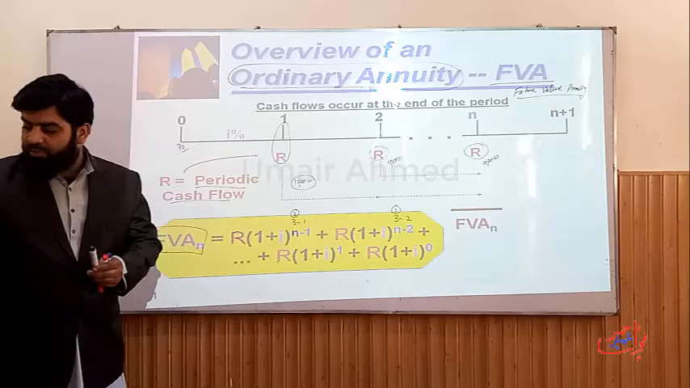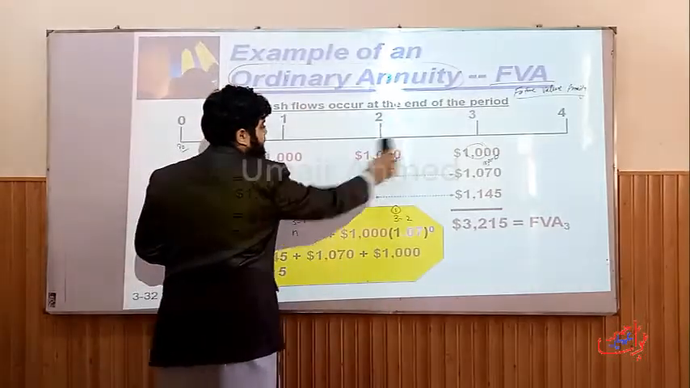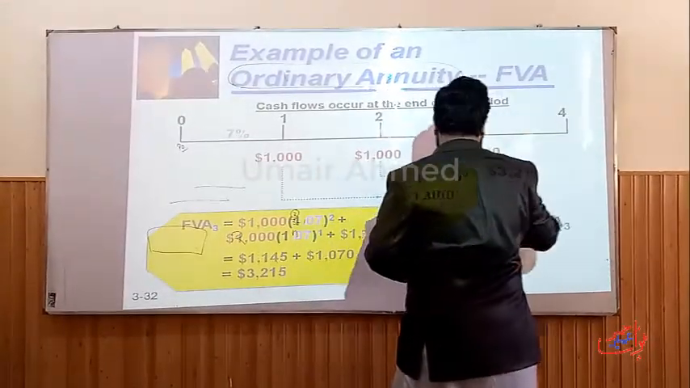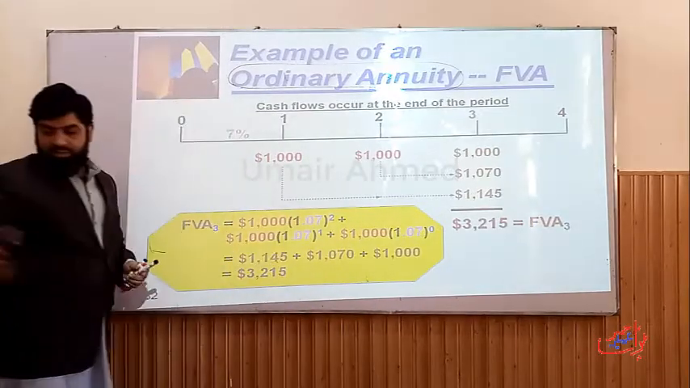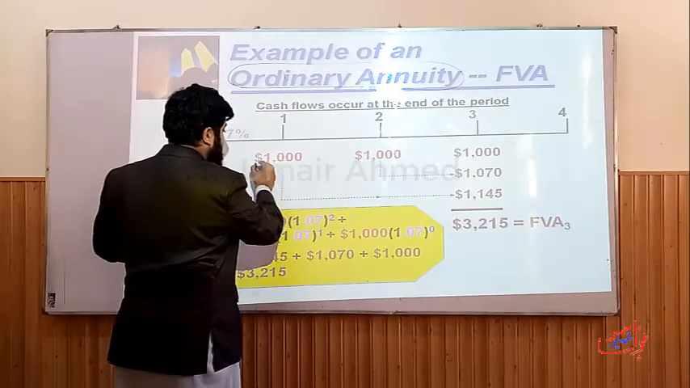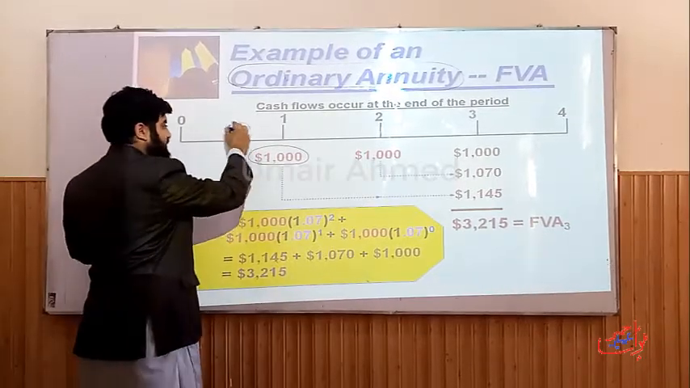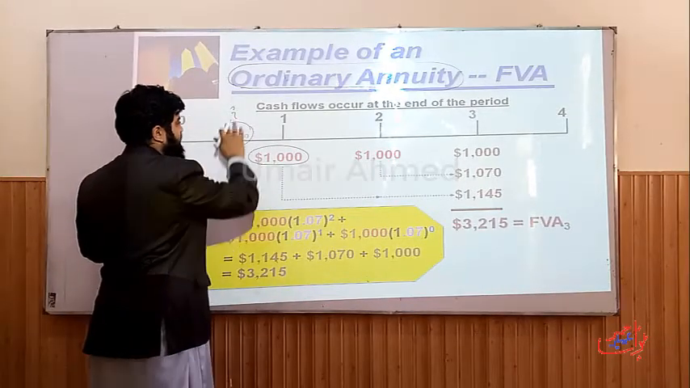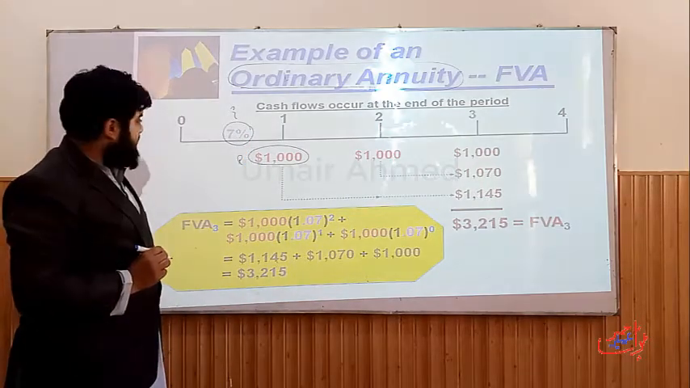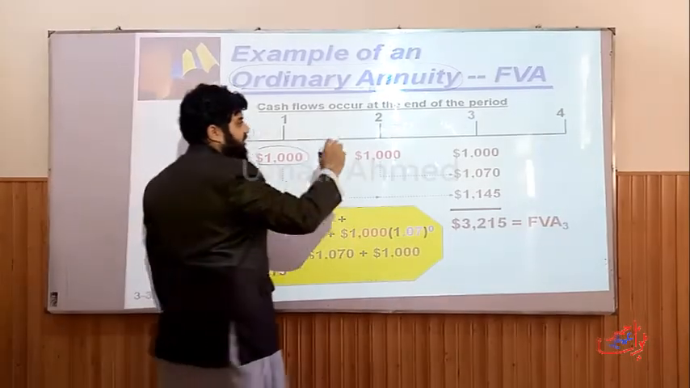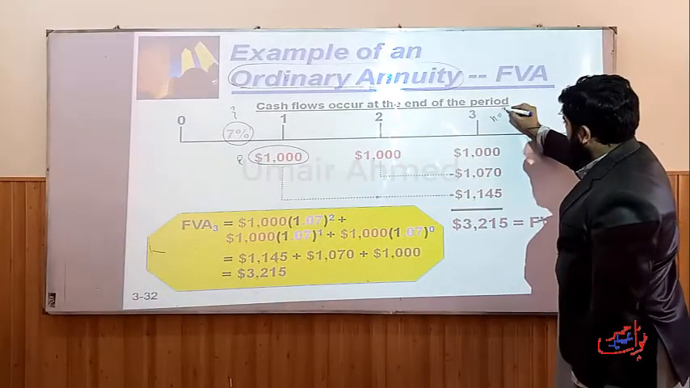Now let's see how to calculate it. We are using the previous example, as we discussed in the previous class. The cash outflow or inflow is $1,000 and the rate of interest is 7%. So R is 1,000 and the rate of interest is 7%. And how many years do we have? It's 1, 2 and 3, so n is equal to 3.